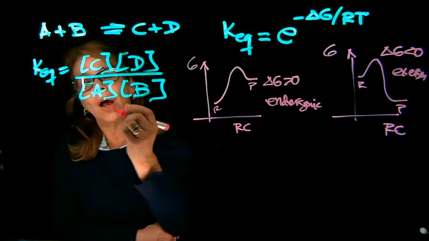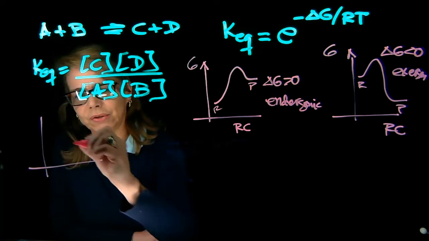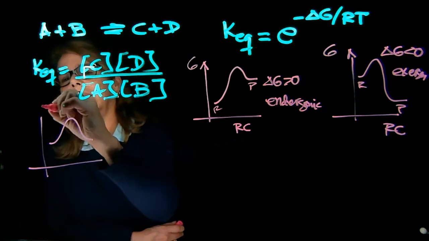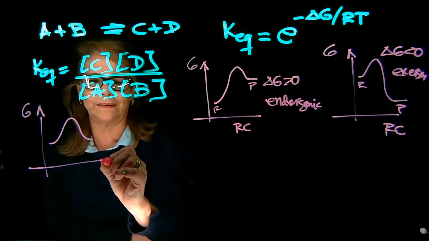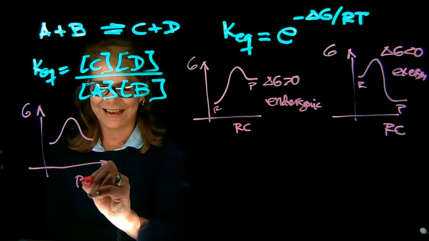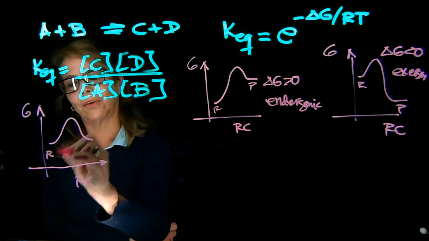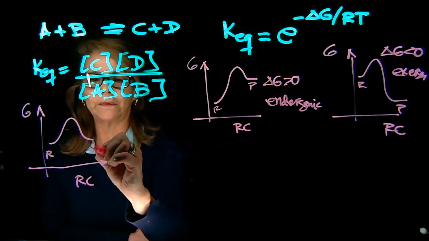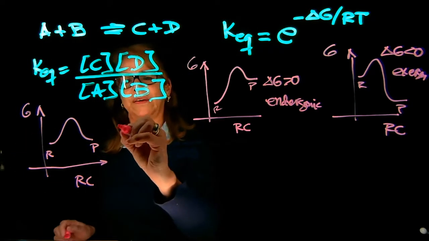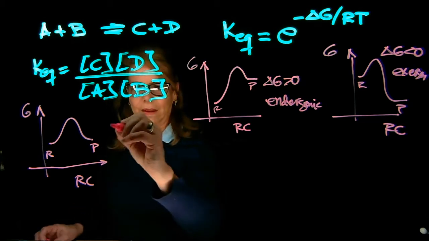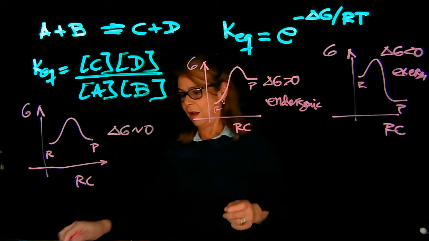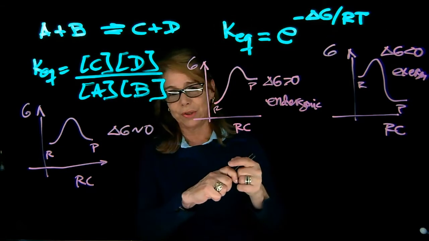And finally, we talk about a reaction with about the same Gibbs free energy in reactants and products. So if this is G and this is the reaction coordinate, if this is reactant, A plus B, and this is product, C plus D, here there is about no change in Gibbs free energy. And so we talk about the equation. What is that in terms of that equation?